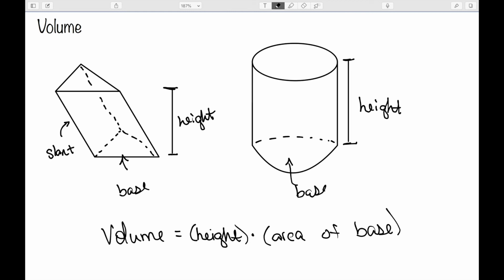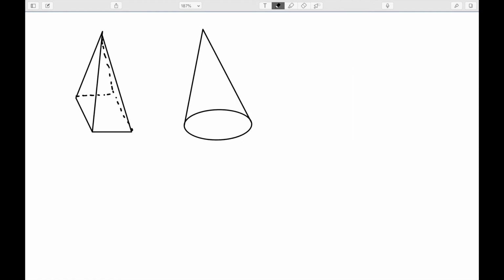So anytime we want to find the volume of either a prism or a cylinder, we just need to find the area of the base and then multiply it by its height. What about a pyramid or a cone? So we still have the base, and we can talk about the height of a pyramid or a cone as well, which would be the perpendicular distance from the base to the apex. So once again, height is measured in the direction perpendicular to the base, not along the slant.